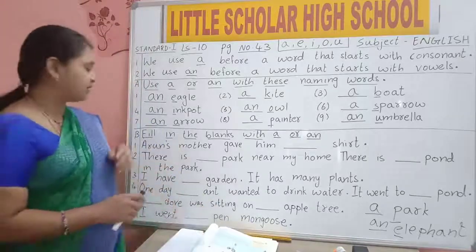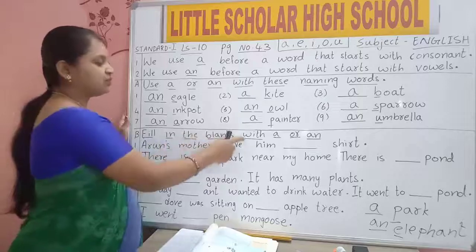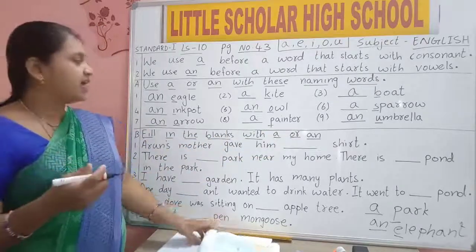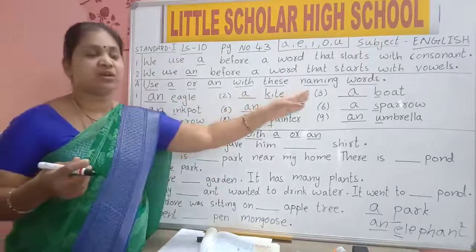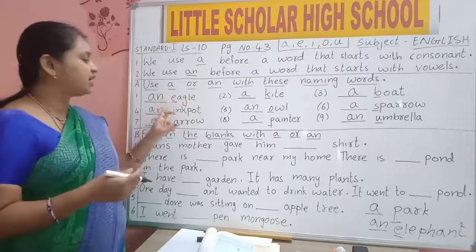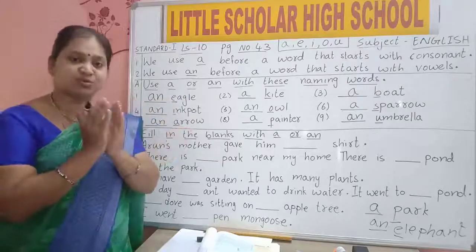Now we will go to B1. Fill in the blanks with A or AN. Here also it is the same thing, using A or AN. In the earlier exercise, only words were given. Here the sentences are given. Those were eagle, ink pot, arrow. All these are only words.